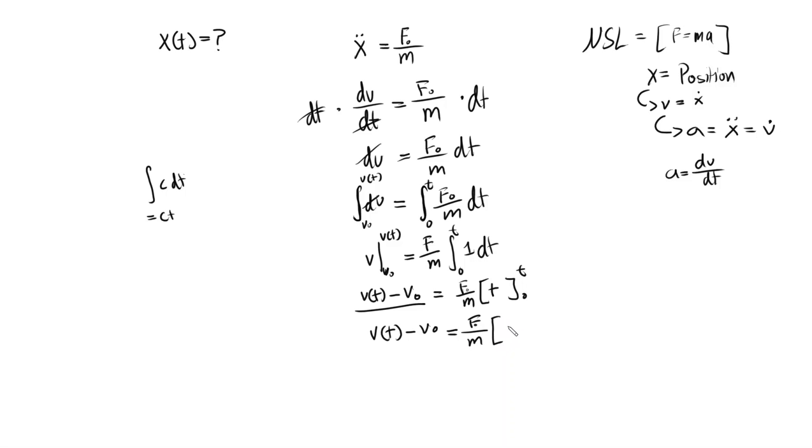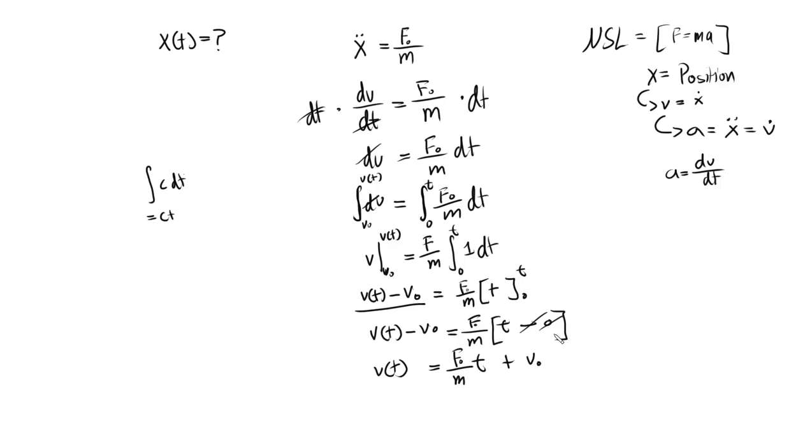Alright, so we're evaluating this. We sub t, we just get t, then we sub 0, you get 0. And now you're left with this. And obviously we know the 0 is going to cancel out. We're going to be left with v of t, and remember we're trying to find the total velocity, so we'll move this to the other side. We'll be left with f over m times t plus the initial velocity. And the initial velocity is just this.